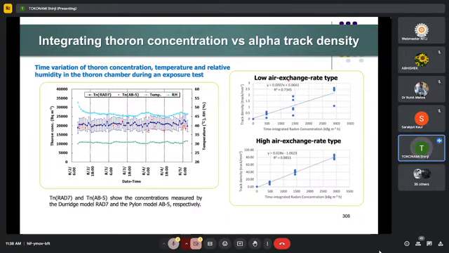The low air exchange rate type has low sensitivity to thoron. That's why its calibration factor is quite small, almost nothing. On the other hand, in the case of the high air exchange rate radiator, we can obtain the calibration factor very clearly.